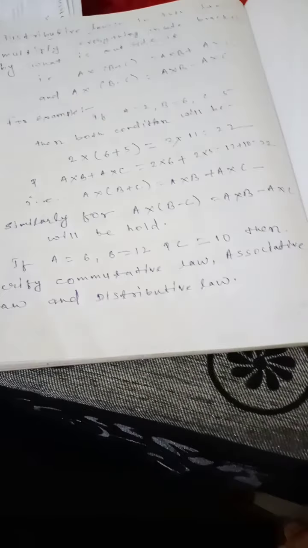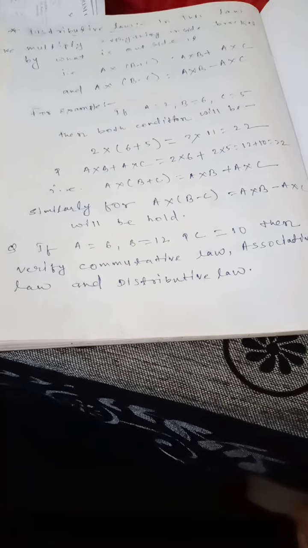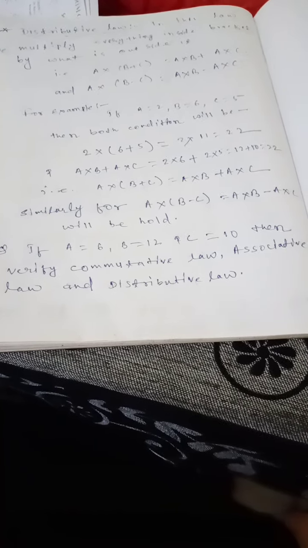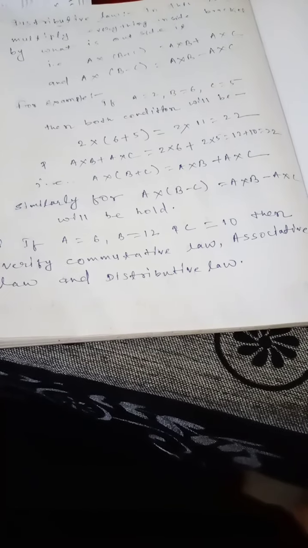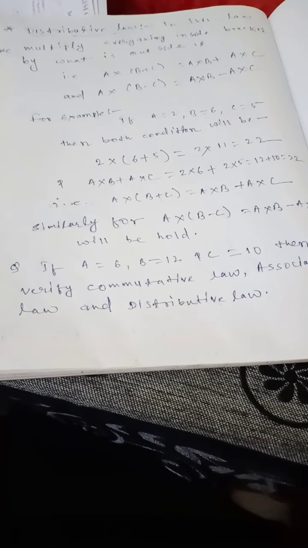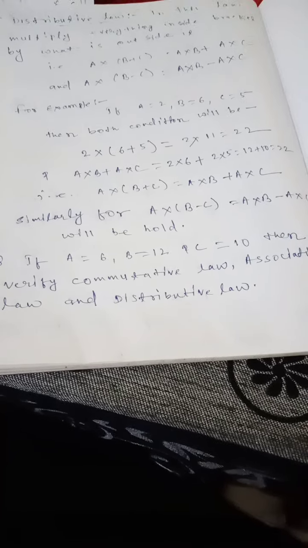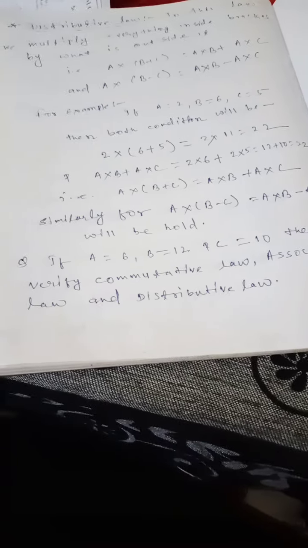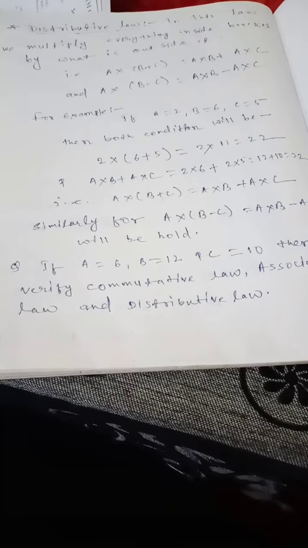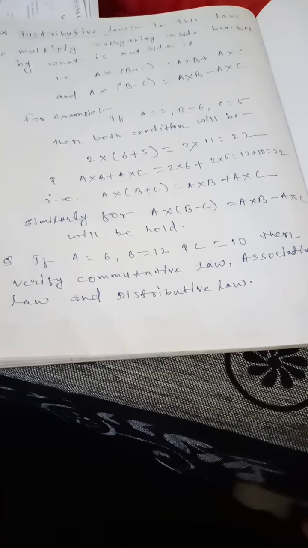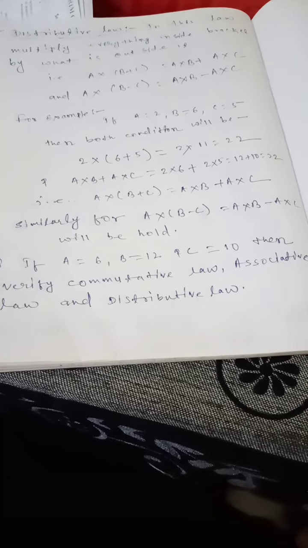One question for you, student: if a is equal to 6, b is equal to 12 and c is equal to 10, then verify the commutative law, associative law and distributive law. From the above formulas or laws, you can verify this question, and you can also take more examples yourself.